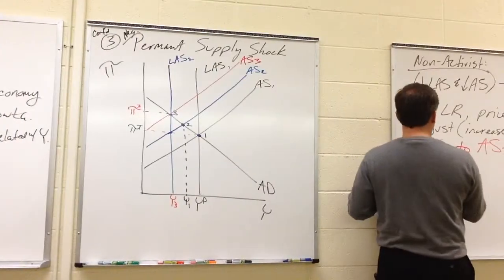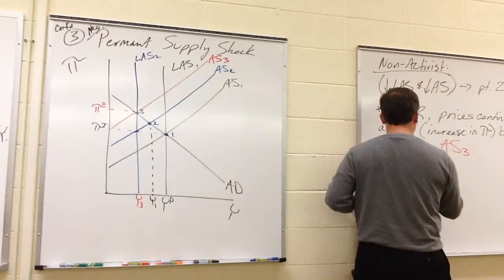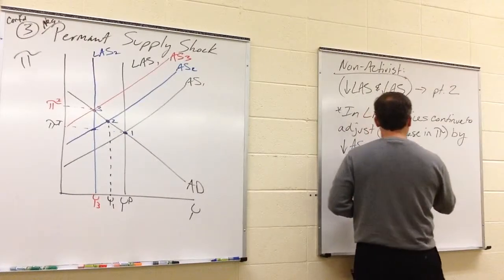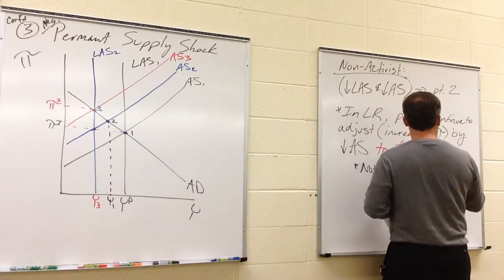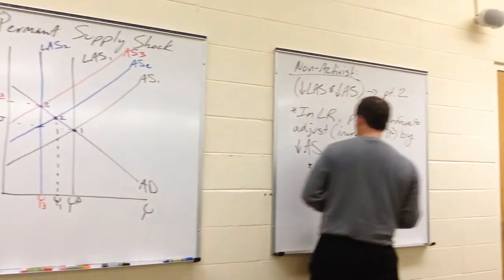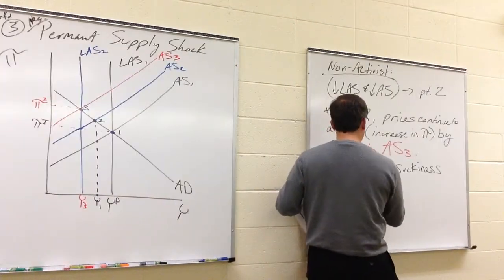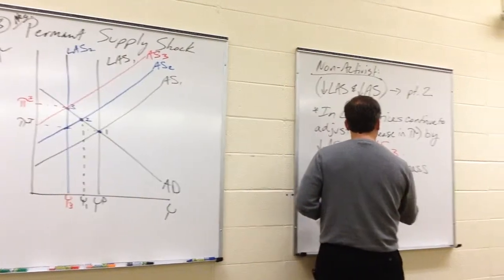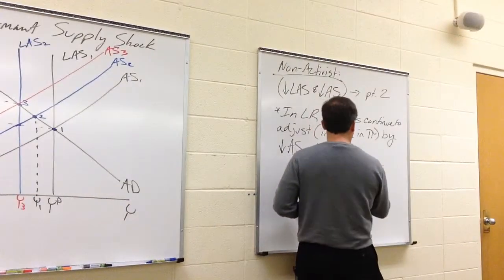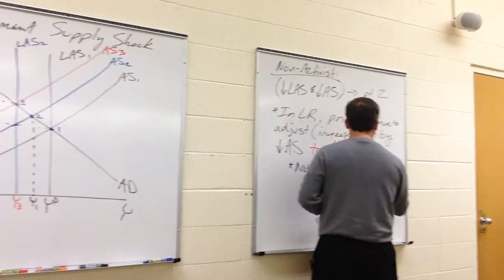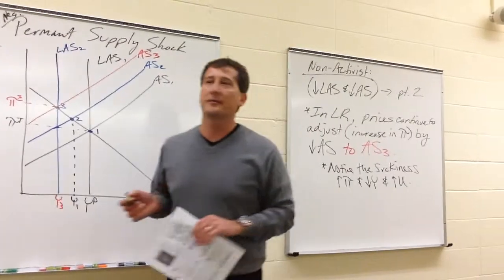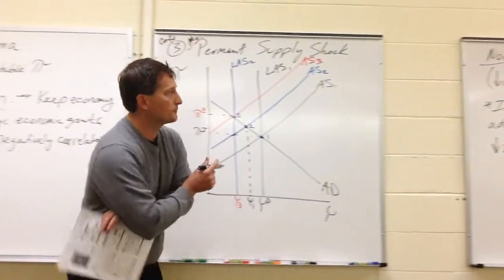So let's put on here, notice the suckiness. We got an increase in inflation and a decrease in output and an increase in unemployment. Suck, suck, suck, suck. Across the board.